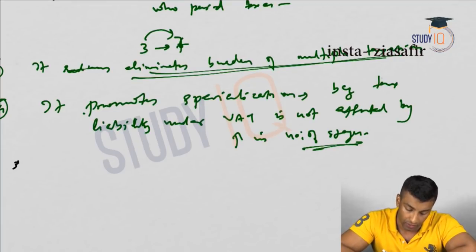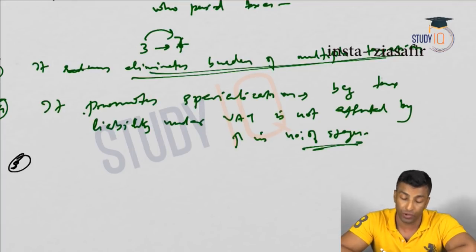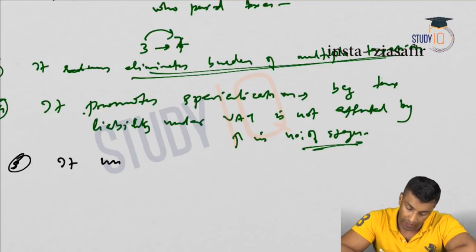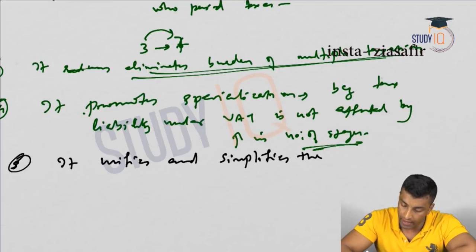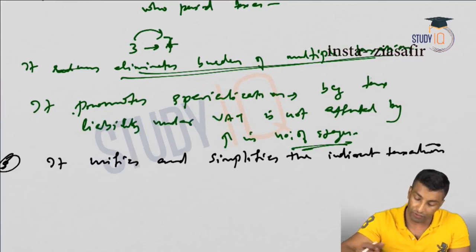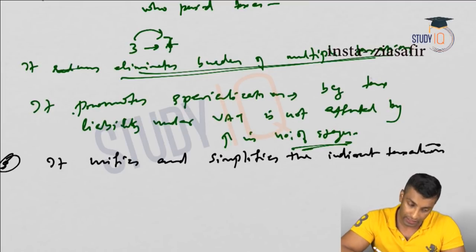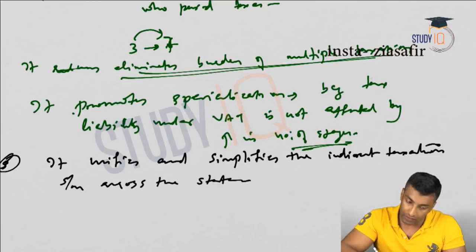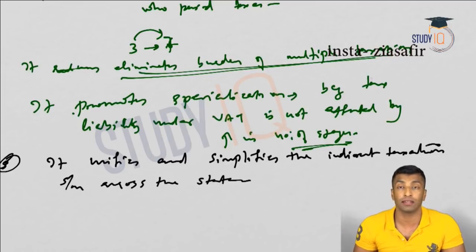In case of states, we can write that it simplifies or unifies the indirect taxes. So it unifies and simplifies the indirect taxation system across the states. Why? Because there is only one tax, that is VAT.